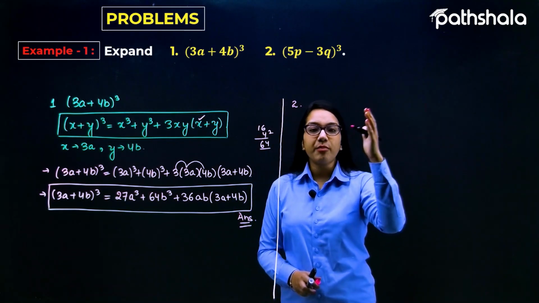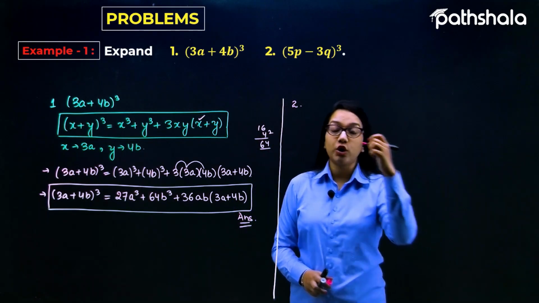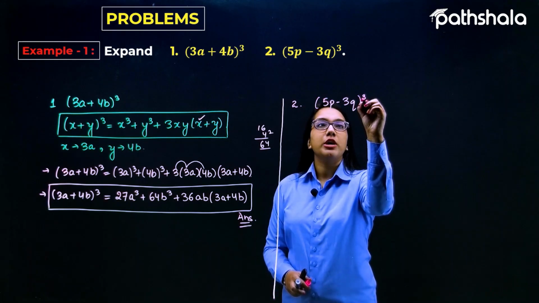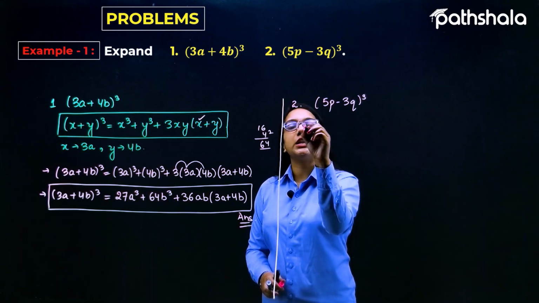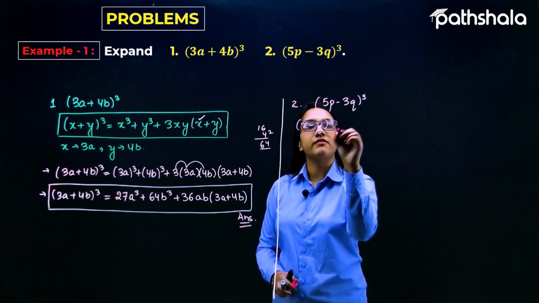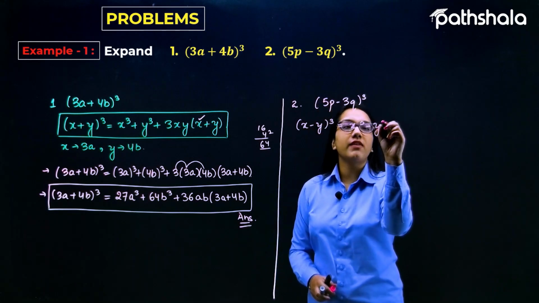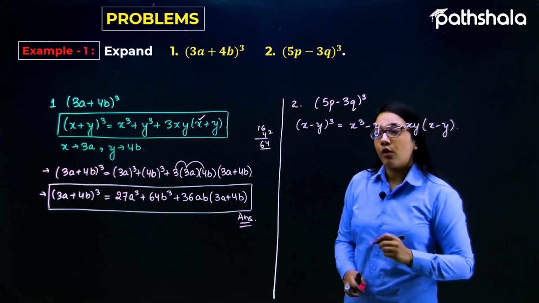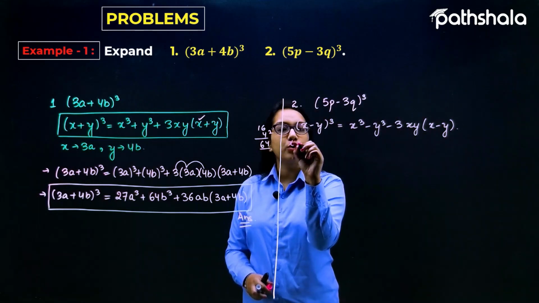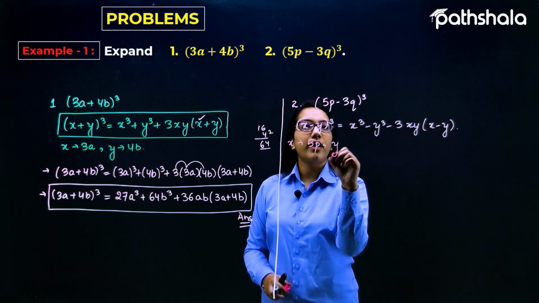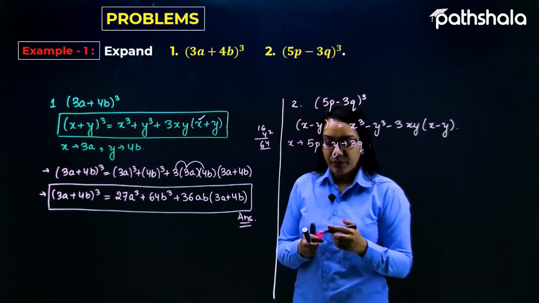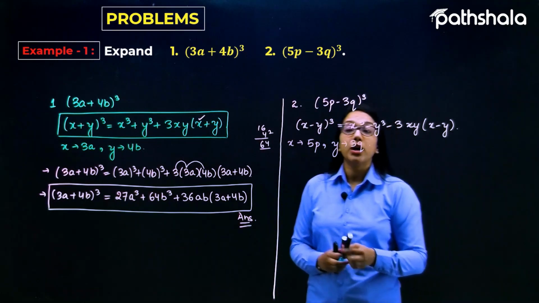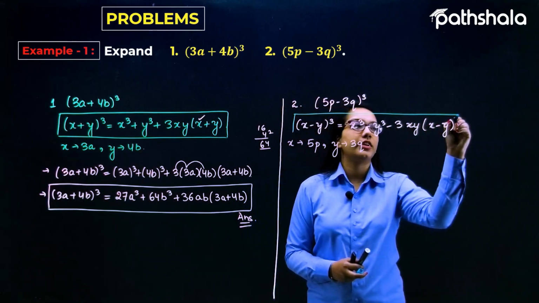We have (5p minus 3q) whole cube. We do know about an algebraic identity which has a negative sign in between, that is (x minus y) whole cube, which is x cube minus y cube minus 3xy (x minus y). Now in place of x we have to use 5p, and in place of y we have to use 3q. Now just use x as 5p and y as 3q in this particular algebraic identity.